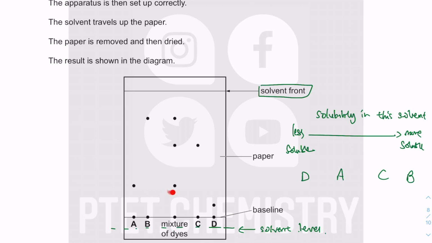I hope you can see that that corresponds to A. They have the same RF value. The distance moved from the baseline, from here to here, divided by the distance from the baseline to the solvent front, will be equal to the RF value of A. Alright, so it has A, and then it also has C. The mixture also has B, but the mixture does not have D. There's nothing there in the mixture that contains D.